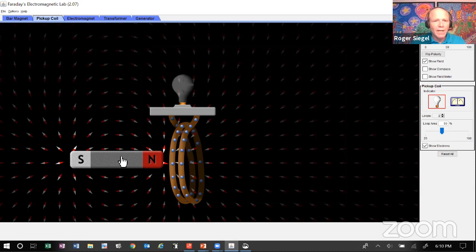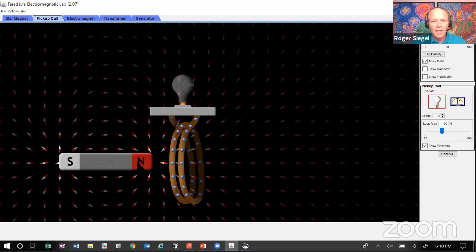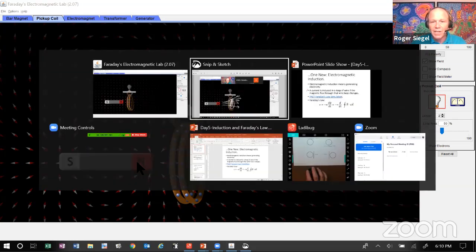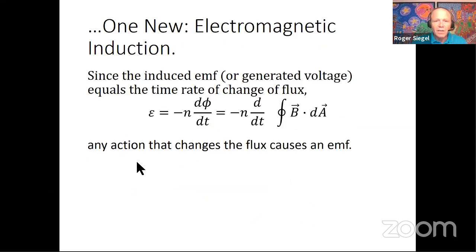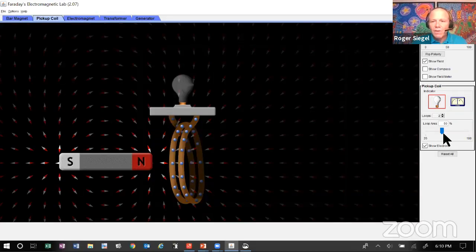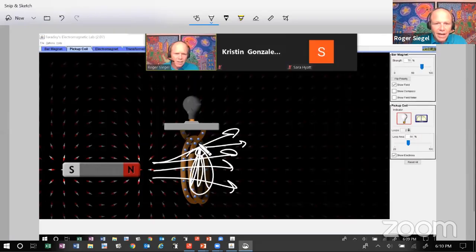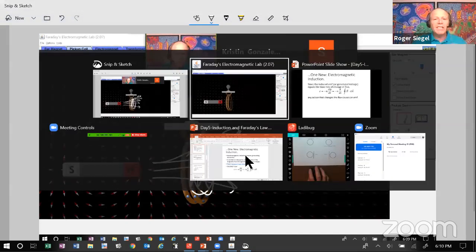Now, a couple different ways to change the flux. One way to change the flux, well, let's go and just review for a second what is flux. We talked about that a minute ago. So flux is the area times the B field, all right? So let's go ahead and see this. We've got our area here. Let me get this back here. Here's our area, okay? And here's our B field. Now, how do we change that?